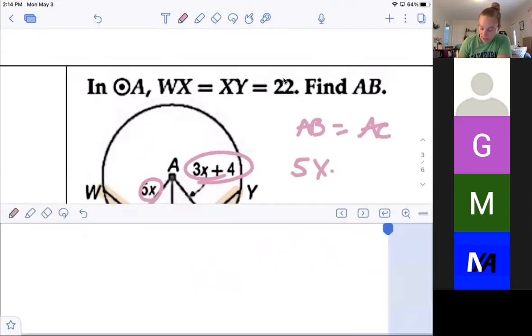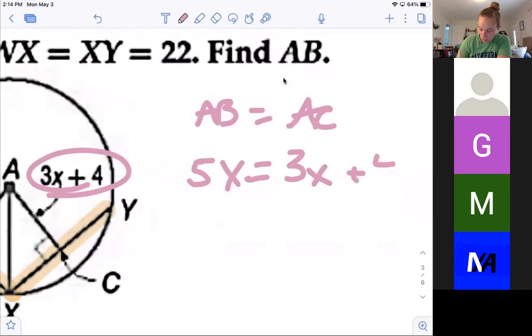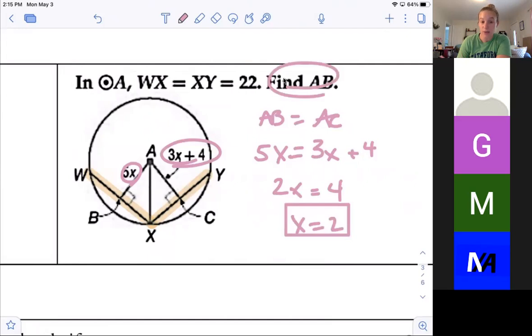So I can write 5x equals 3x plus 4. I'm going to subtract 3x from both sides. I get 2x equals 4. And then I divide by 2, x equals 2. Now, this problem doesn't just say find x, it says find AB. So we've got to plug and chug. AB is 5 times x, so it's going to be 5 times 2, which means my answer is 10. Make sure you read the problem and that you set it all the way equal to what you need to solve for before you're finished, okay?